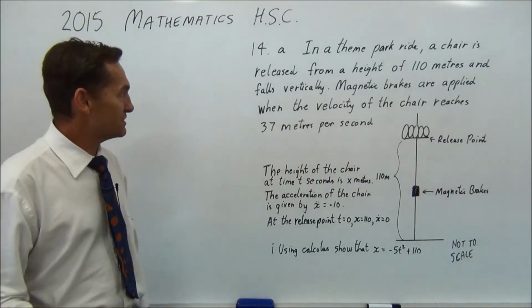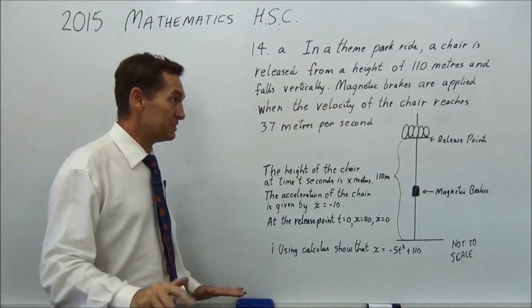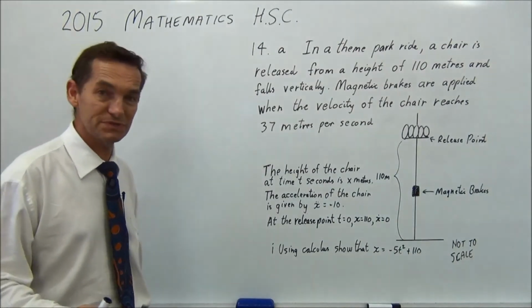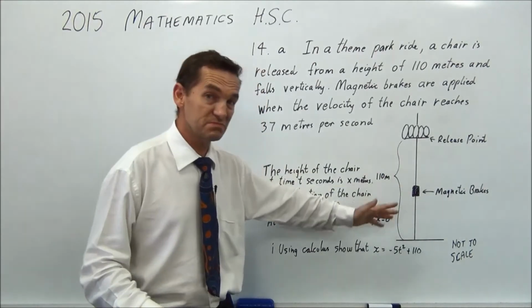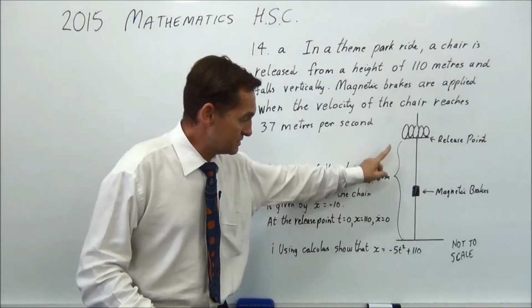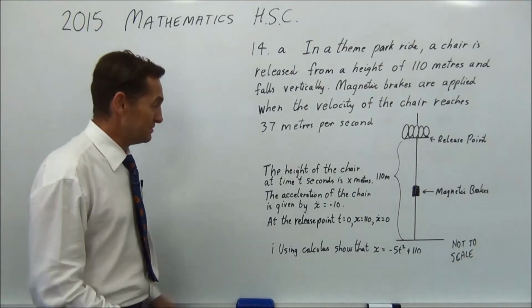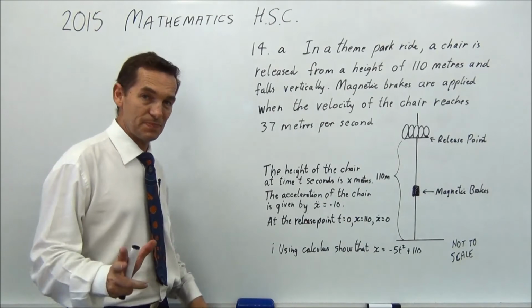14A. In a theme park ride, a chair is released from a height of 110 metres and falls vertically. Magnetic brakes are applied when the velocity of a chair reaches 37 metres per second. They give you this nice picture. Magnetic brakes are somewhere. 110 metres. Nice not to scale picture there. Very helpful. The height of the chair at time t seconds is x metres.